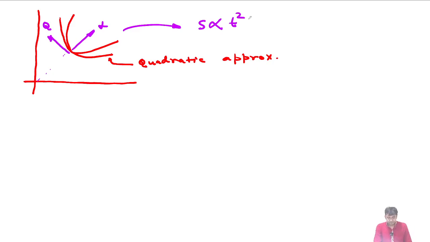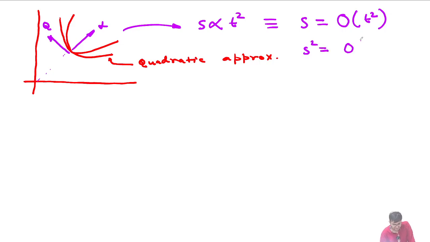Parabola. Which means if T is very small, S will be even smaller, less than 1, small. So therefore, from here, S is having a computation order of T square, right? S square will have a computation order of T to the power 4, and S times T will have a computational order of T cube. Okay.